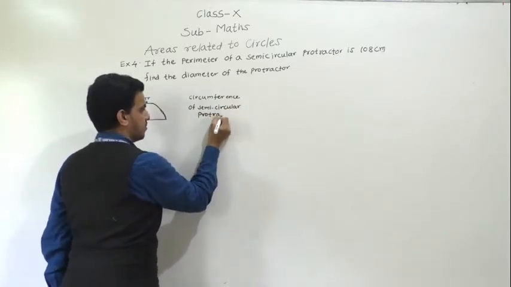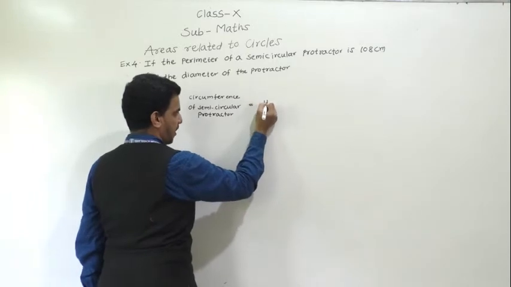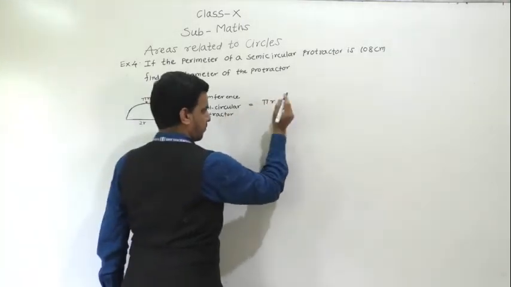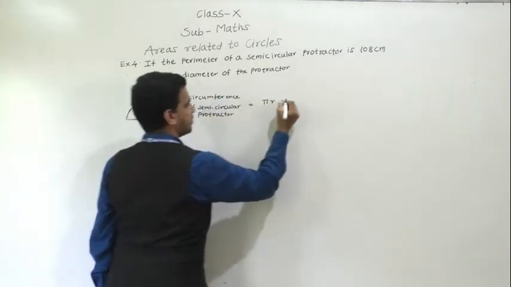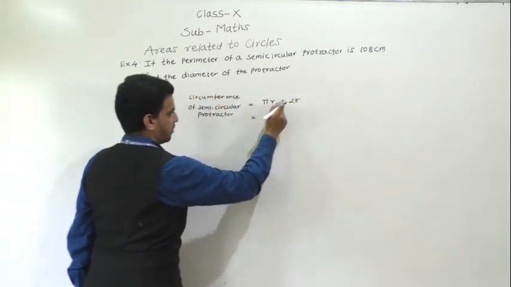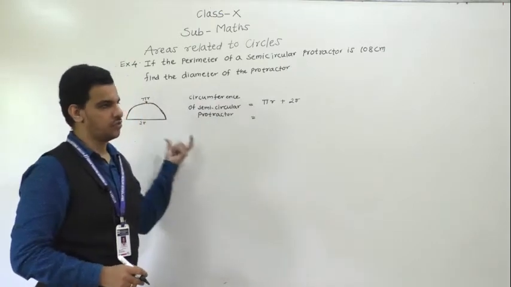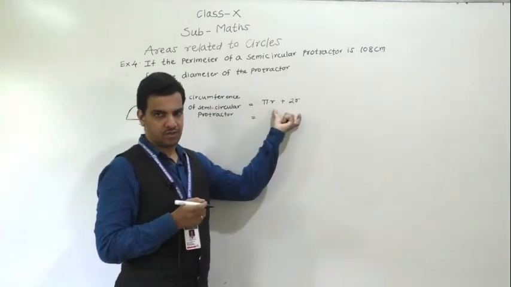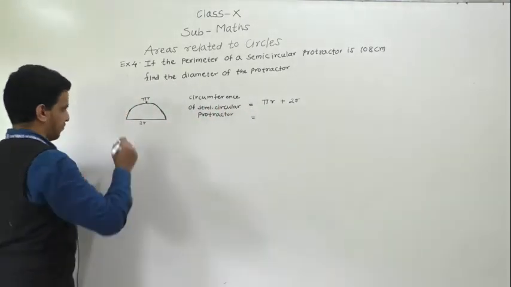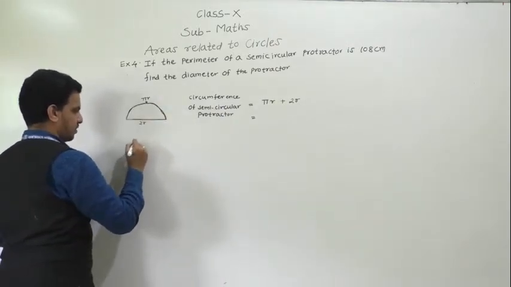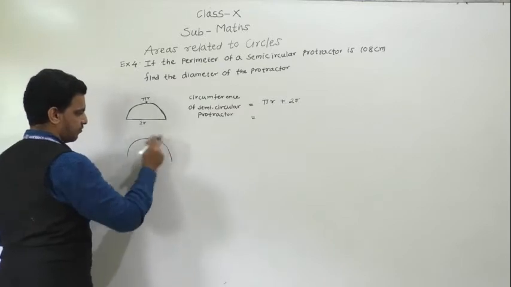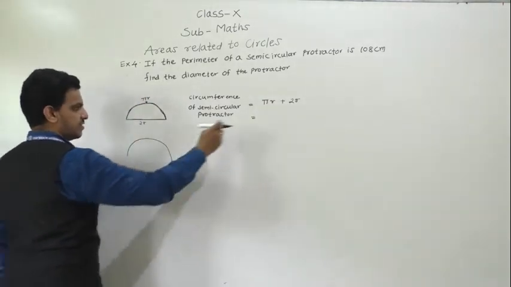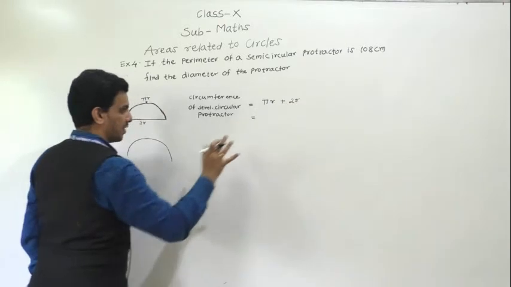how we write this: the circumference of a semicircular protractor is pi r, that is this semicircular arc, plus the diameter, that is 2r. So pi r plus 2r is the circumference of the semicircle when the diameter is included. When it is only the circumference of this semicircle, if we have to find the circumference, then it is only pi r. If the diameter is included, then it is pi r plus 2r. So keep in mind this difference.